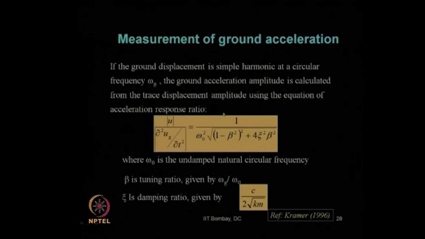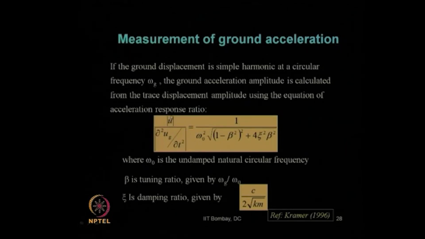If we solve that equation of motion, which we have derived just now, the ground displacement is simple harmonic at a circular frequency of omega g. That is, if you assume that your ground displacement, which we have considered as u g of t, follows a simple harmonic equation with a circular frequency of omega g, then the ground acceleration amplitude is calculated from the relative displacement or trace displacement amplitude using the equation of acceleration response ratio. What is the acceleration response ratio?